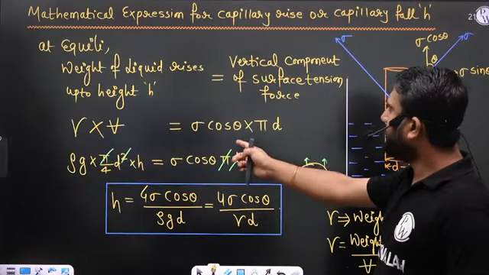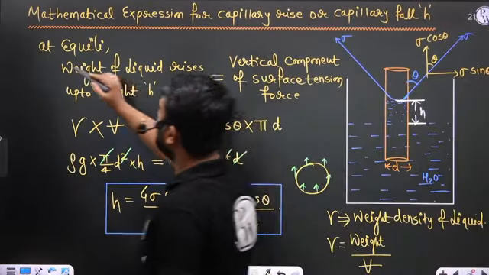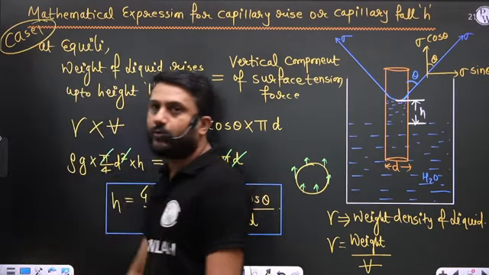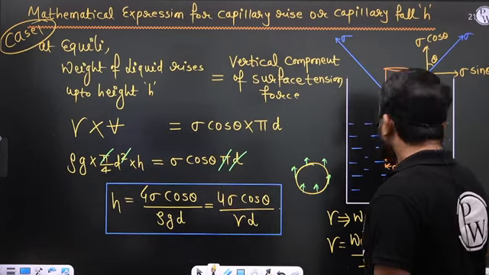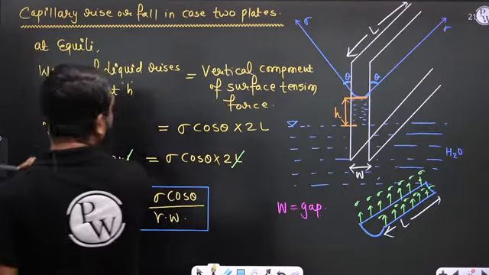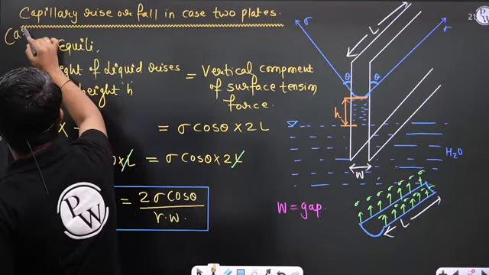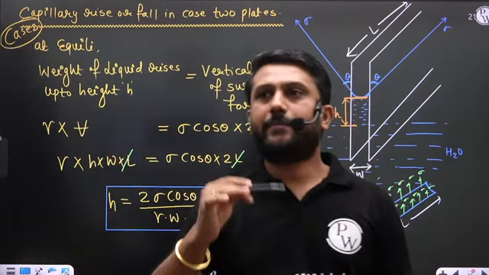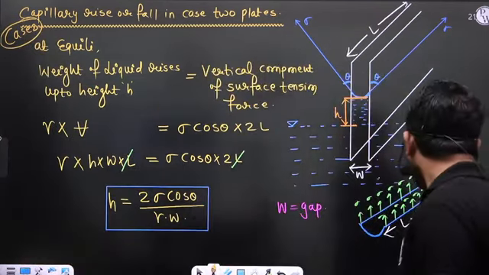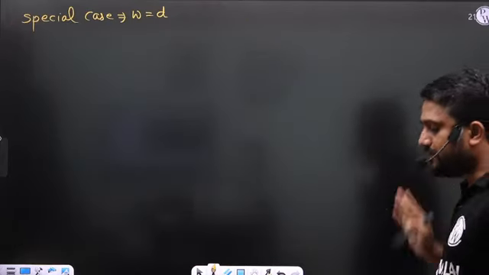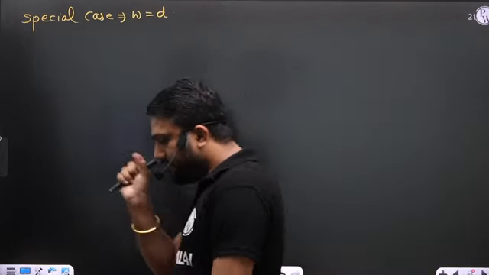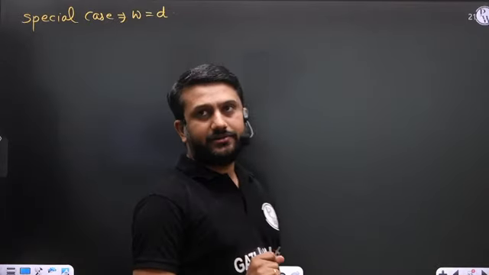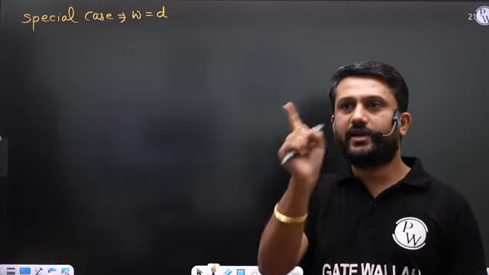Let us consider this is case number 1. Let us consider this is case number 2. So if you compare case number 1 and case number 2 under this assumption where W, the gap between the 2 plates, is equal to the tube diameter. Right? I am comparing case number 1 and case number 2.